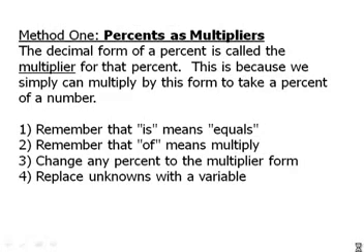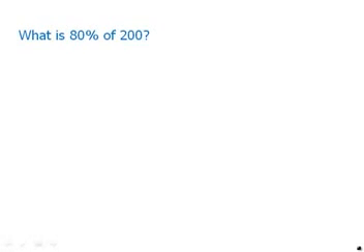So for example, what is 80% of 200? The what, the unknown, that will be x, is, that becomes equal. 80%, that will become the multiplier, 0.8, and then we'll multiply that of times 200. So translating that sentence into math, we get 0.8 times 200, we multiply out, we get 160.